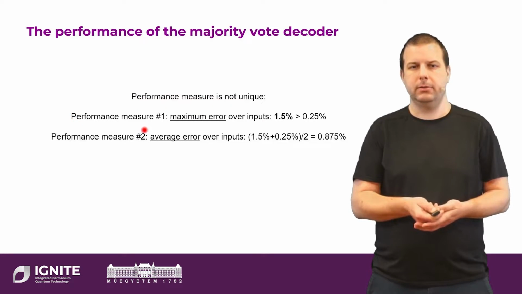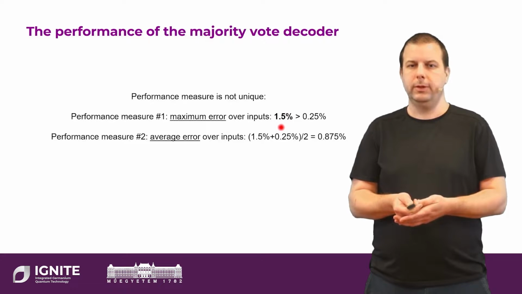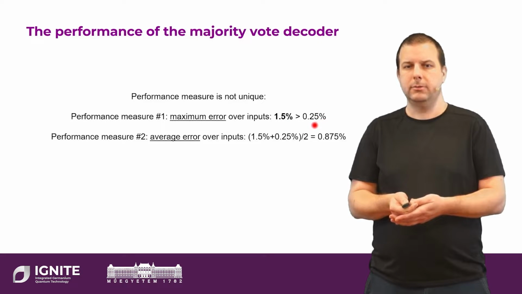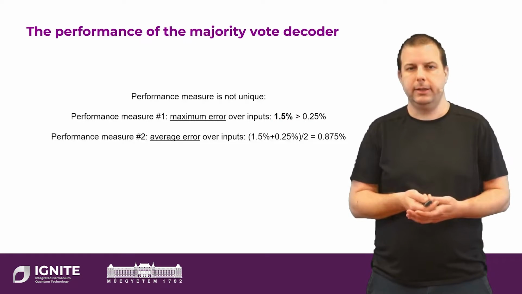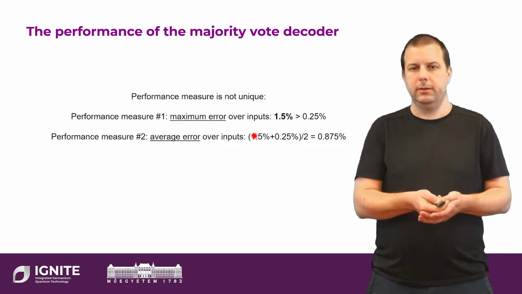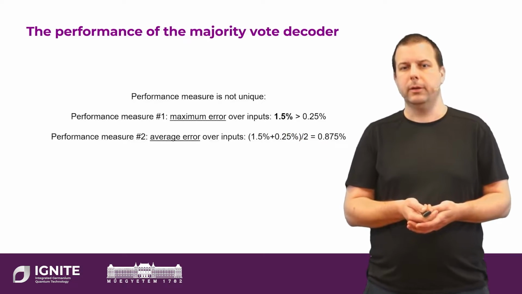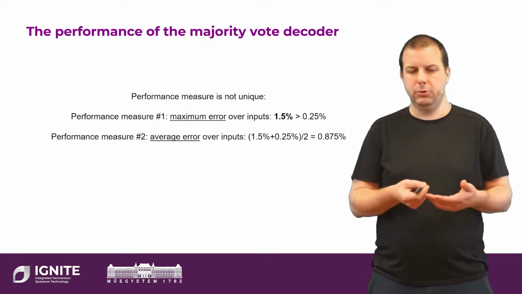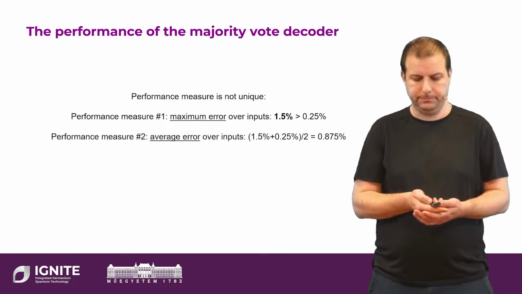So for example, in this particular situation, we can define performance measure number 1 as the maximum error over the inputs. So in our case, in the previous numerical example, we had 1.5% for one of the inputs and 0.25% for the other input. So the maximum error in this case is the maximum of these two numbers, which is 1.5%. Or we could also define an alternative performance measure, measure number 2, the average error over inputs, when I just take the numerical average of the two error probabilities from the previous slide. And in this case, this is going to be 0.875%. So there are usually different figures of merit which we can use to quantify the performance of such a decoder.